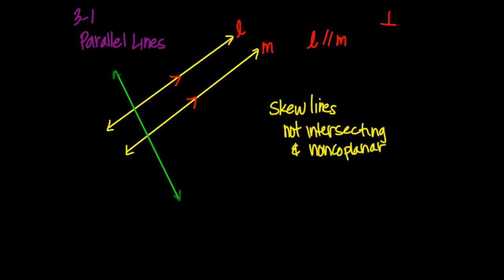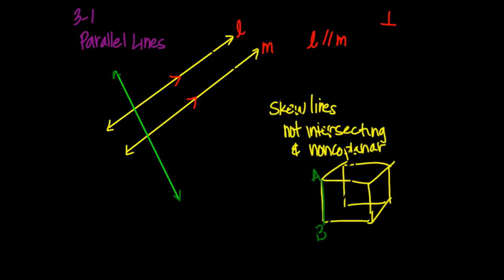So let's say that we have a box. This line segment, let's call it AB. And this line back here, let's call it CD. These two lines would be skew lines. They are not in the same plane.